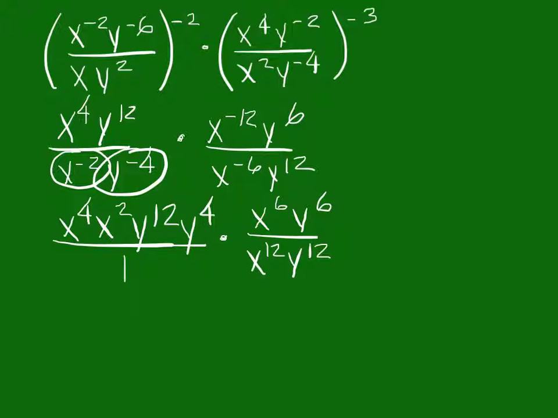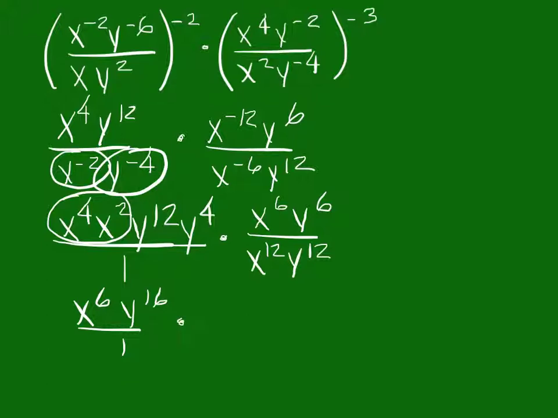Now once you get these lined up, you want to simplify each expression. So notice over here on the left that you have x to the 4th, x to the 2nd. That's x to the 6th. And then you have y to the 12th, y to the 4th. That's y to the 16th.